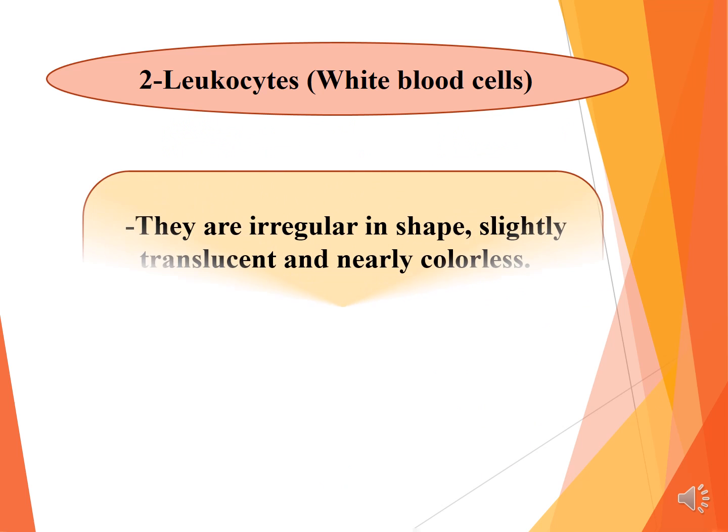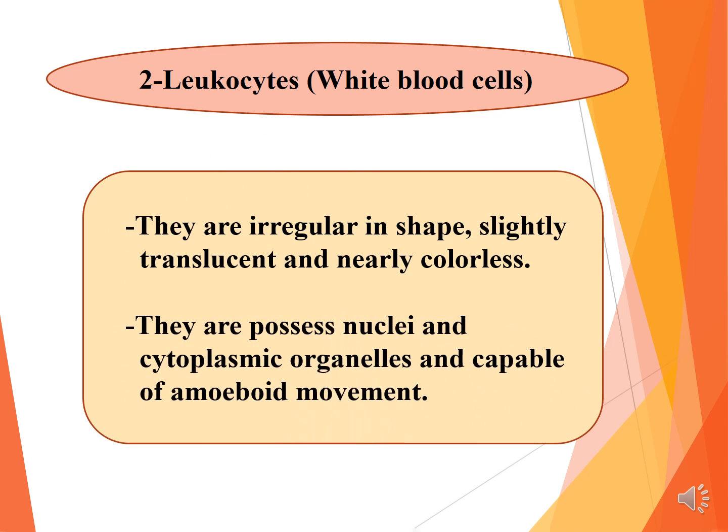المجموعة الثانية من formed elements اللي هي leukocytes or white blood cells. They are irregular in shape, slightly translucent and nearly colorless. تكون تقريبا قريبة تكون شفافة وتكون غير منتظمة الشكل. They possess nuclei and cytoplasmic organelles. وبهذه النقطة تكون بعكس الأريثروسايت اللي تفتقد النيوكليوس and most of the cytoplasmic organelles, and are capable of amoeboid movement.